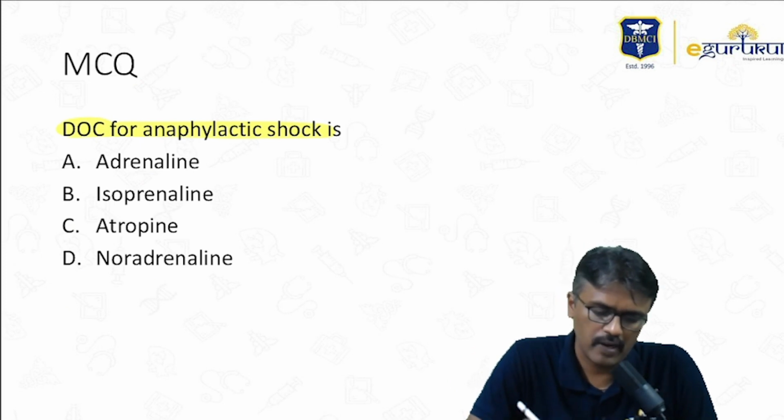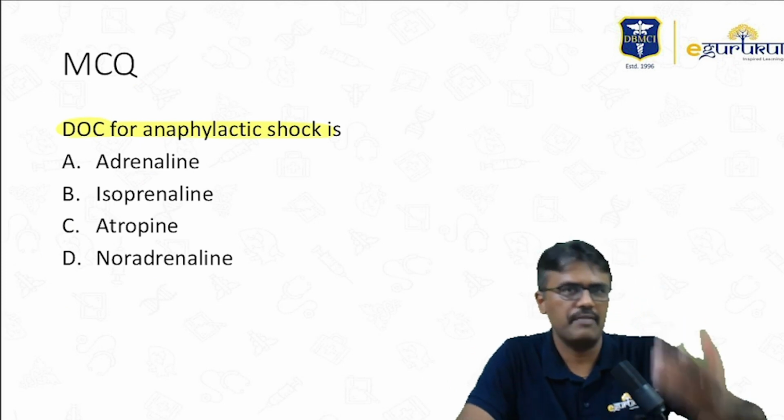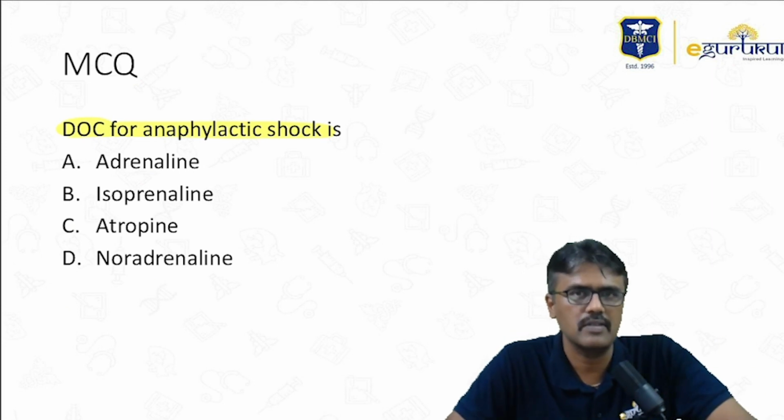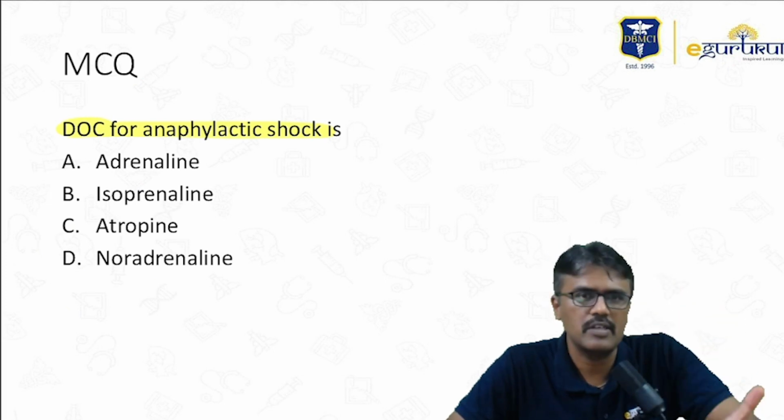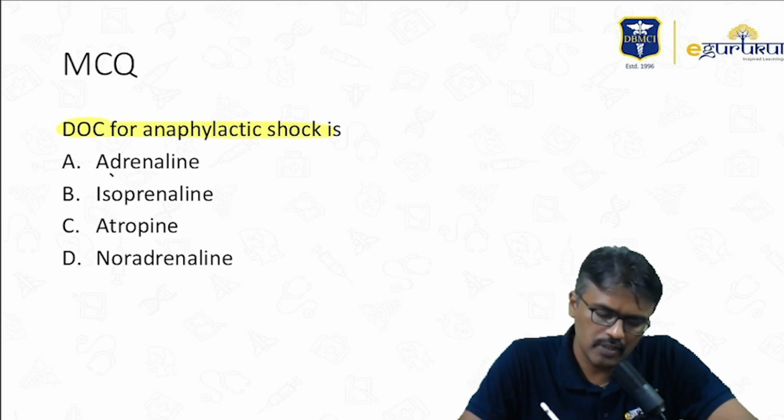Now, drug of choice for anaphylactic shock. The question would have come like this: a patient was given penicillin and immediately he had swelling of lips, rashes everywhere, and what is the treatment of choice? So that is nothing but anaphylaxis and anaphylactic shock. The drug of choice is adrenaline.